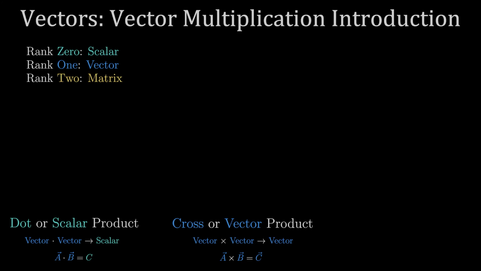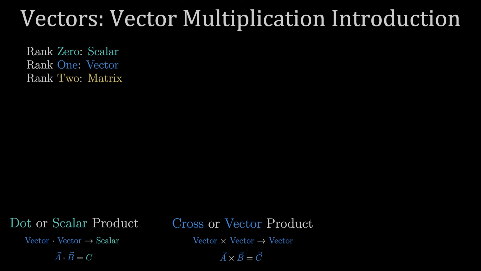You might have noticed a pattern here. First, we can multiply two rank 1 tensors, or vectors, to get a rank 0 tensor, or scalar. This was the dot or scalar product. Or, we can multiply two rank 1 tensors, or vectors, to get a different rank 1 tensor, or vector. This was the cross or vector product. Maybe you're thinking, there must be a way to go from a rank 1 tensor, or vector, to a rank 2 tensor, or matrix, right? And you'd be absolutely correct.